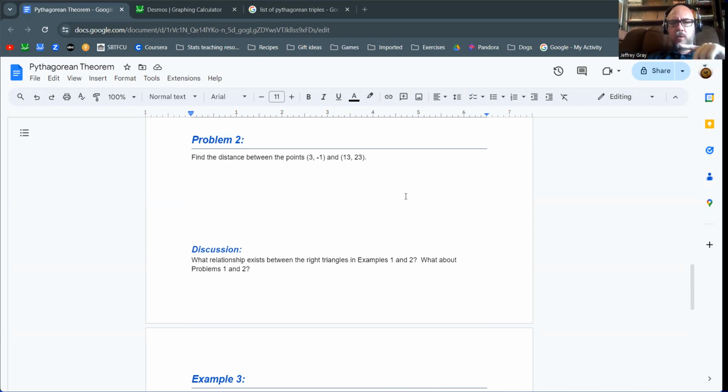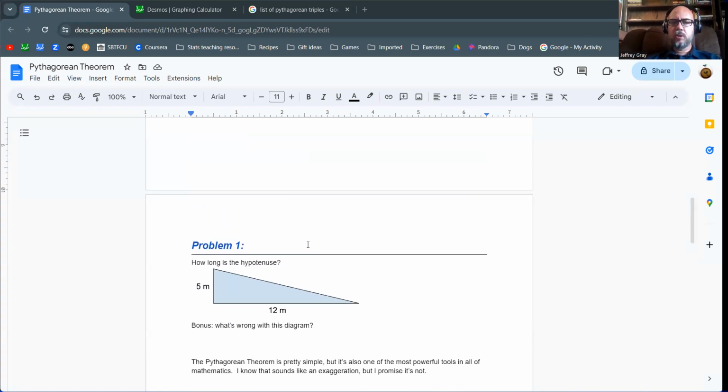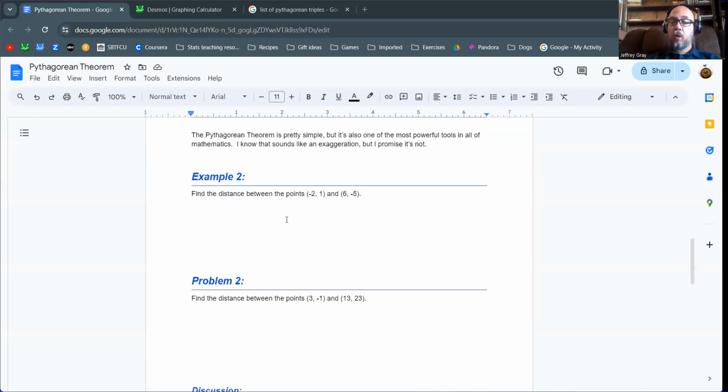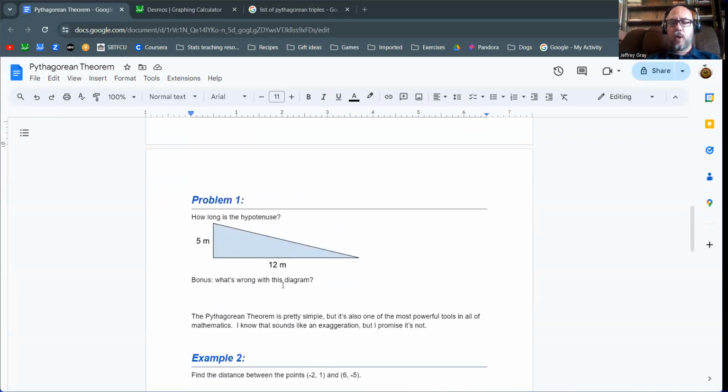And then what I want to do here is, after we've done a couple of problems, stop and have a discussion. So in class, I would say, okay, I want you guys to get into groups, or they would probably already be seated in their desks. I saw the curved desks that we have. Within their groups, I want them to find the relationship between the triangles in example 1 and example 2, and also between problem 1 and problem 2.